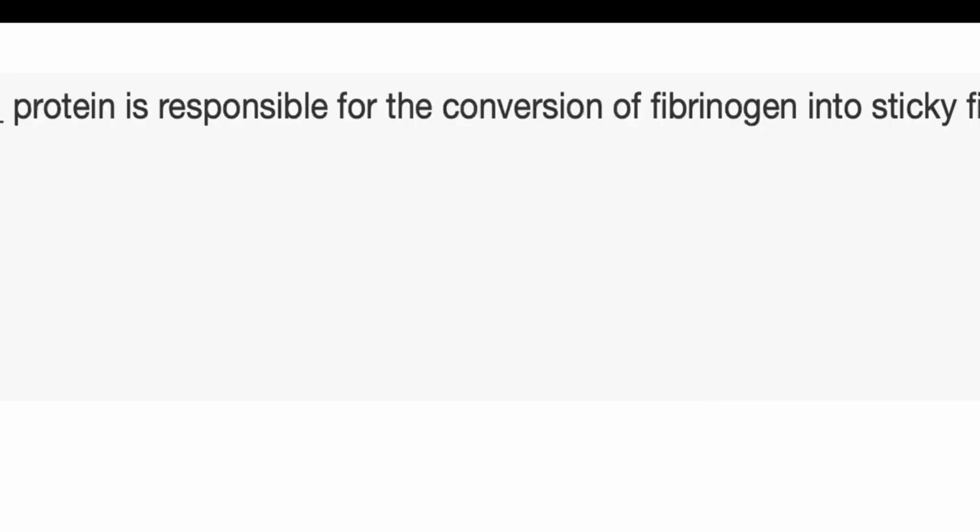Now, which of these four proteins is responsible for conversion of fibrinogen into sticky fibrin in blood clotting? I think this is a pretty easy question. Most of you must know the answer to this. Let us wait a minute for everyone to come on the same page. Think about what is the correct option. Let me know in the chat box and I will reveal the correct answer in a minute or so.